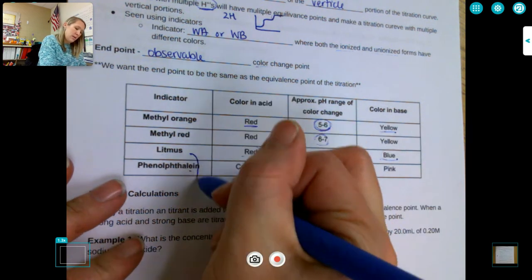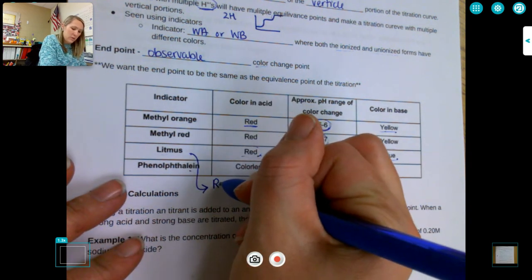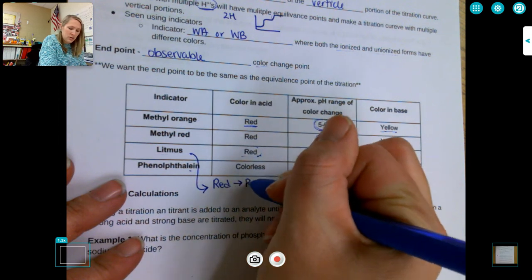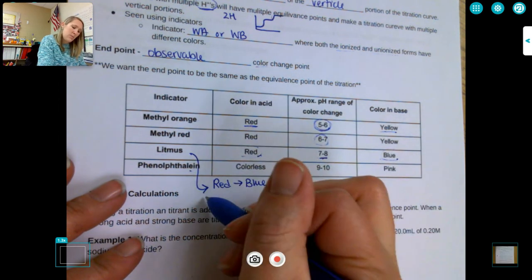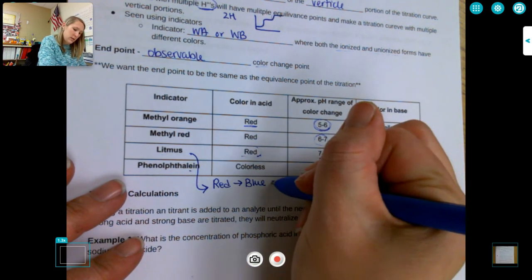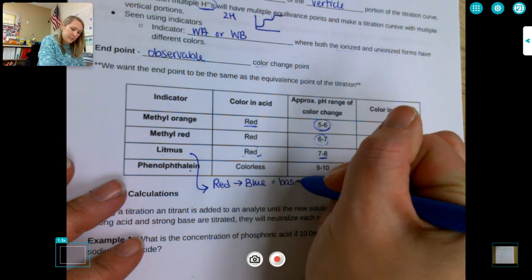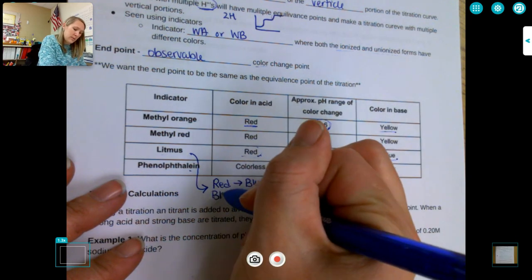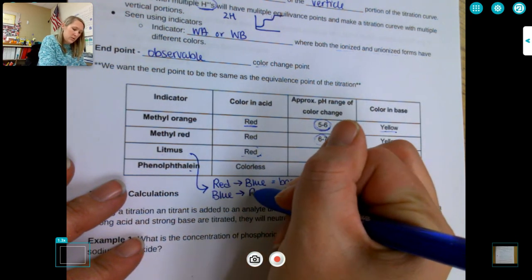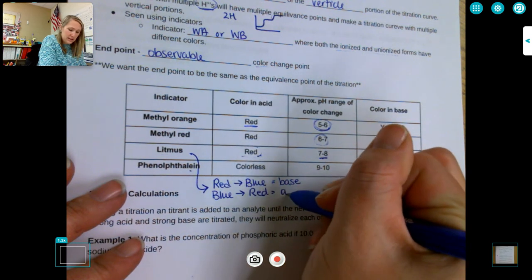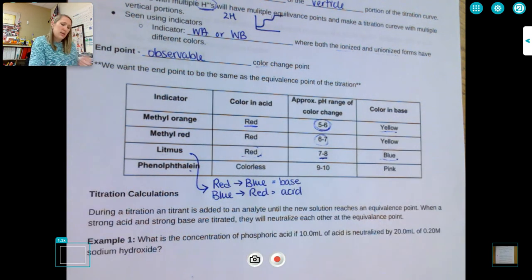So something to note about litmus, we can have red litmus paper turns to blue. So red paper that turns to blue, that's a base. And if I have blue litmus paper that turns to red, it's an acid. So red to blue base, blue to red acid.